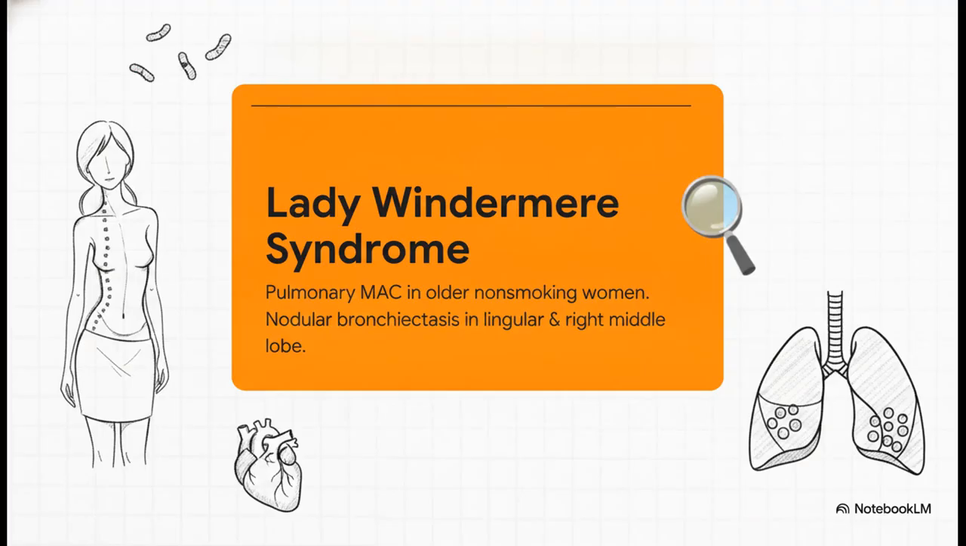First up is Mycobacterium avium complex, or MAC. And this brings us to a huge classic exam buzzword, Lady Windermere syndrome. If your clinical vignette describes an older, non-smoking white woman with a tall, thin body habitus and chest wall abnormalities, we're talking scoliosis, pectus excavatum, or mitral valve prolapse, you should immediately be thinking of MAC. On imaging, you're looking for nodular bronchiectasis, specifically in the lingular and right middle lobes. That specific anatomical location is an incredibly high-yield detail for the boards.